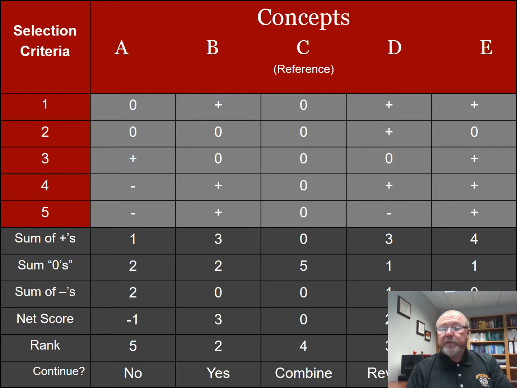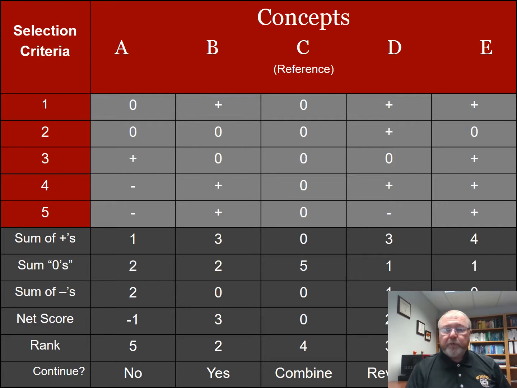You see the zeros, as we described earlier, for concept C because it's like comparing C to itself. For D, you see that D was better on criteria 1, 2, 4, was similar on criteria 3, and was worse on criteria 5. And then on E, we see that E was superior to the reference concept C on all of the criteria except for criteria 2, where it was similar.